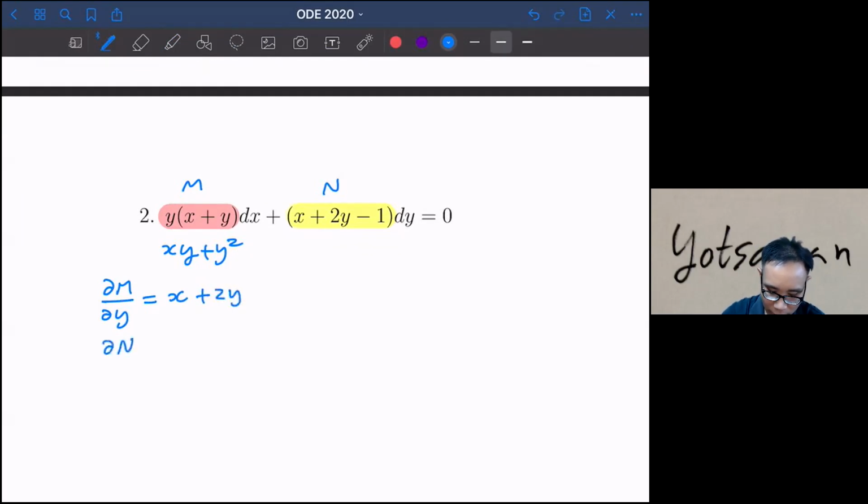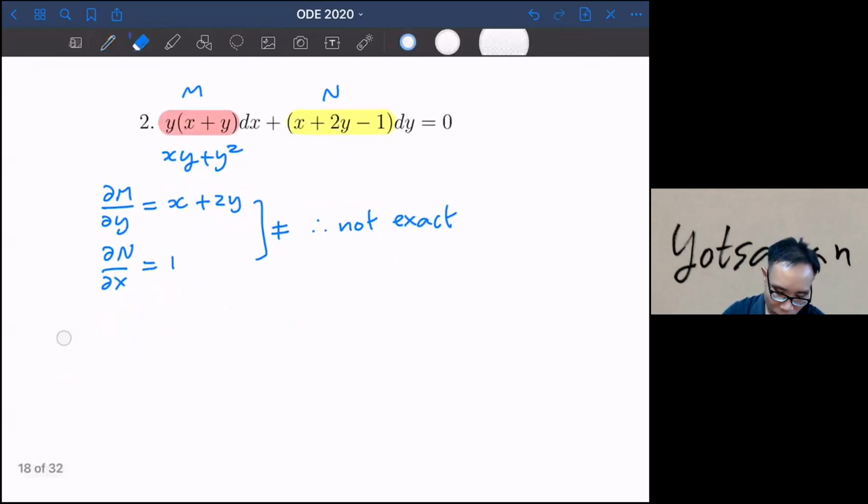And you have dN/dx, which is gonna turn out to be 1. So they're not the same, so this one turned out to be not exact. So this is the first step.